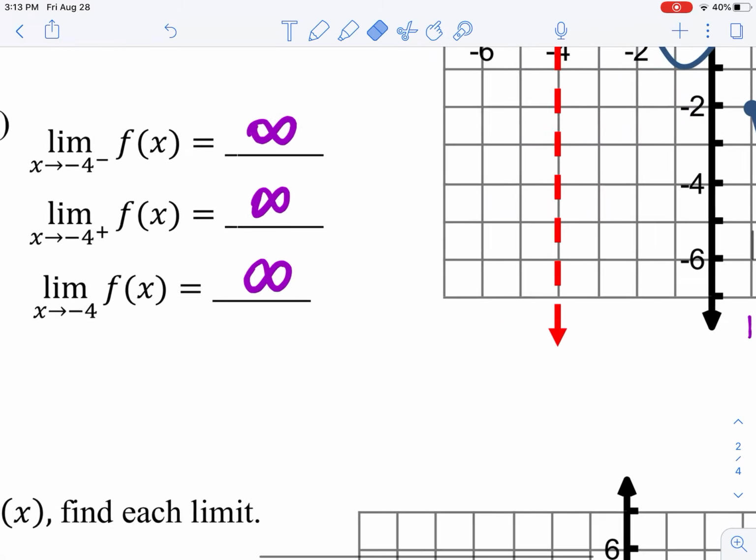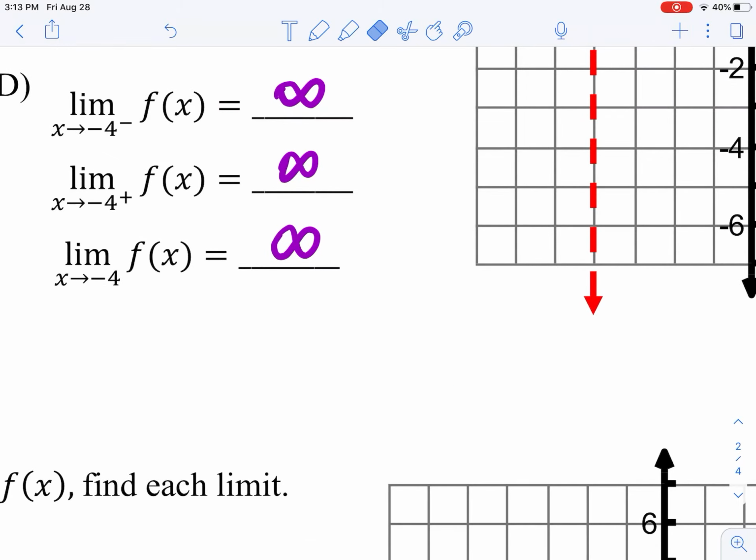Now, technically, if you were in calculus, they would not say that this is the answer. They would accept it 100%, but you could also say that the limit does not exist here because by definition, the limit is the y value the function approaches. So infinity is not a number. It's not a y value. So we could say it does not exist.